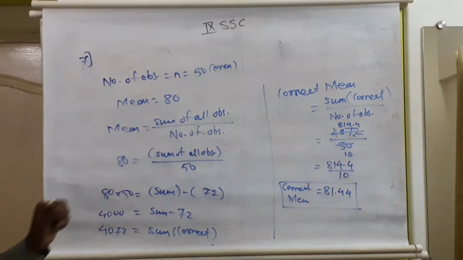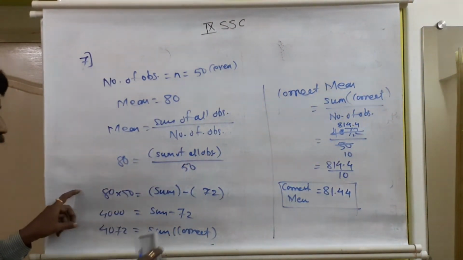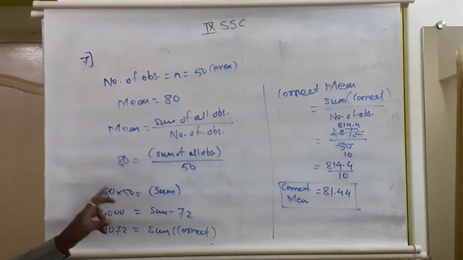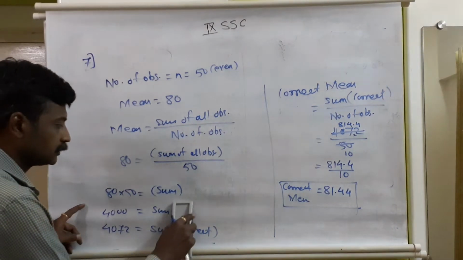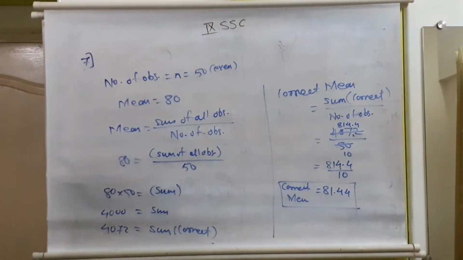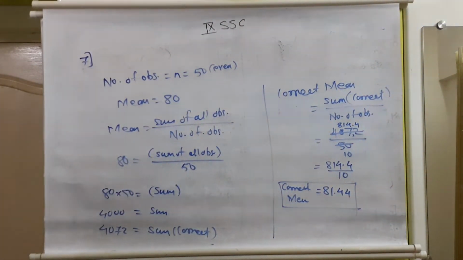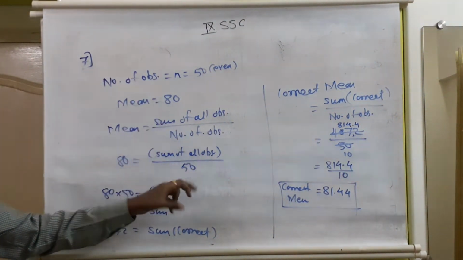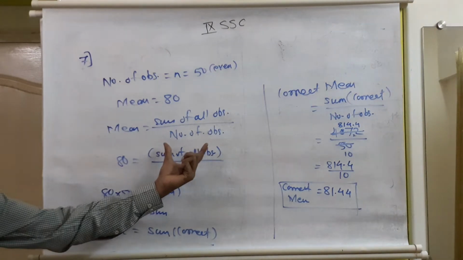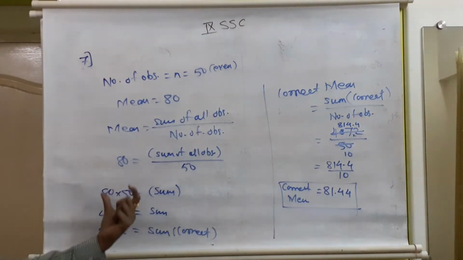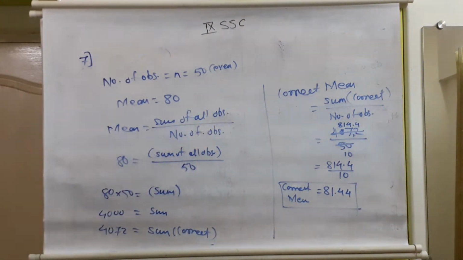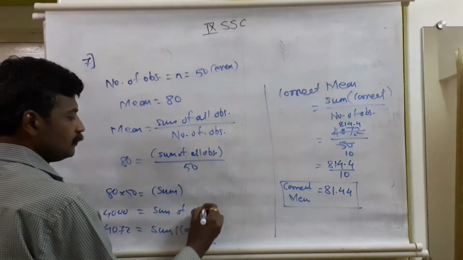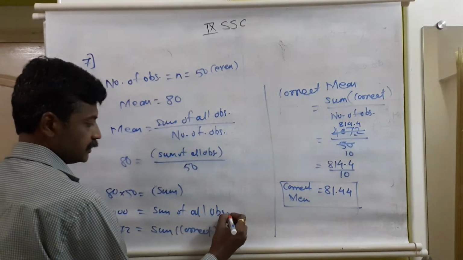So what is the wrong sum first? Sum of all observations will be equal to 80 into 50. 80 into 50, 4000. So sum of all observations will be equal to 4000. Till this it is clear. As per the given information, mean is 80, number of observations are 50. Product of these both is nothing but sum of all observations. So sum of all observations is equal to 4000.